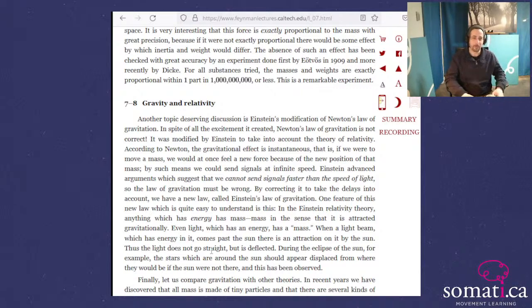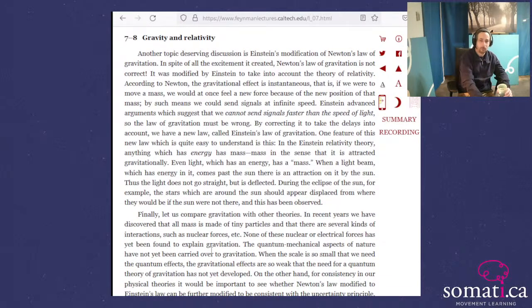And then famous relativity. Right. Newton thought gravity was instantaneous. And Einstein argued that you couldn't communicate faster than the speed of light, so Newton's gravitation was wrong.